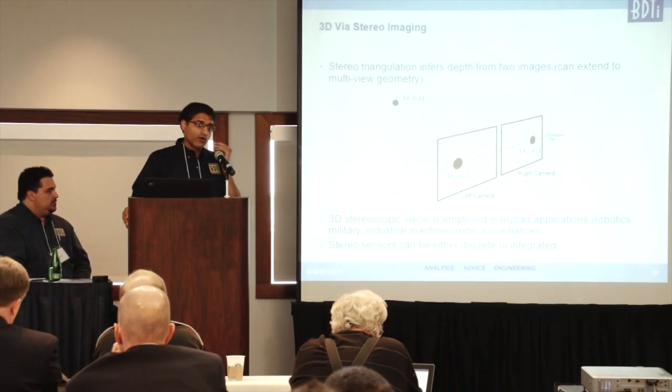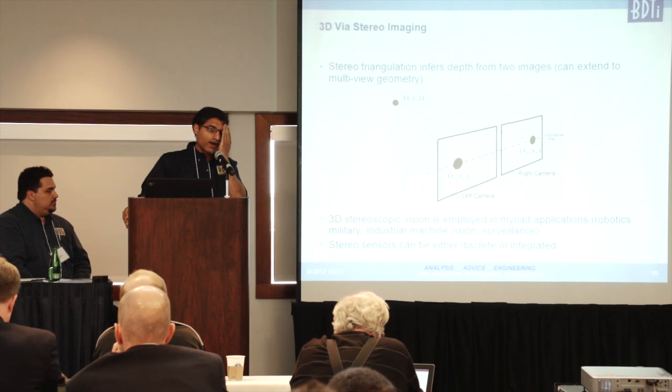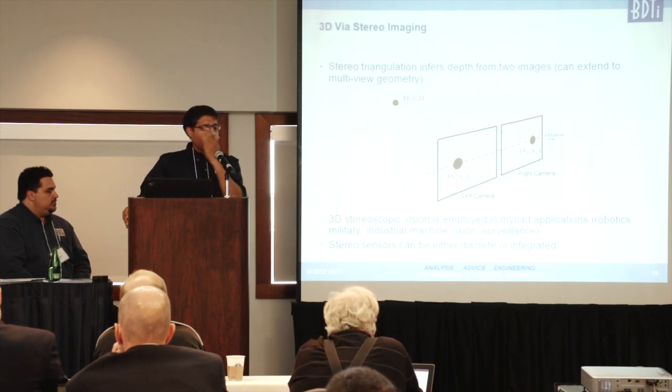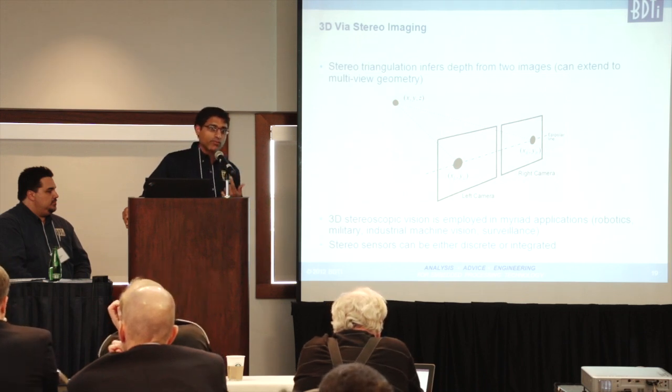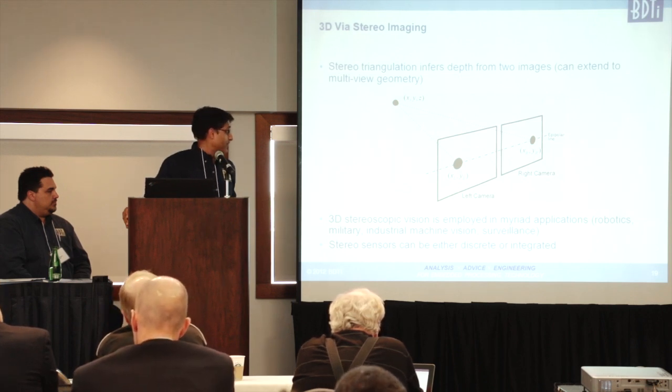slightly different vantage points. And you can kind of get a sense of how this works if you focus your eye on an object and cover one eye, and then move your hand to the other eye, you'll notice that there's a kind of a lateral shift. And that lateral shift is actually how your brain measures depth. And it's the same concept in stereo triangulation.